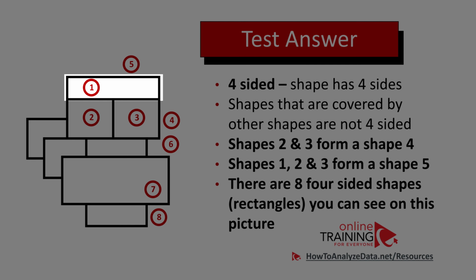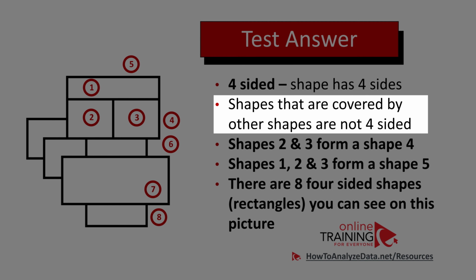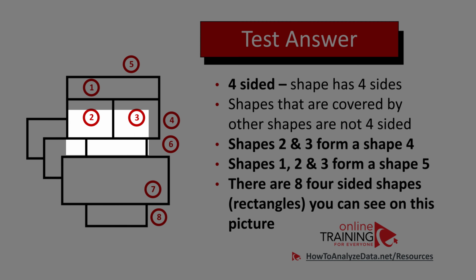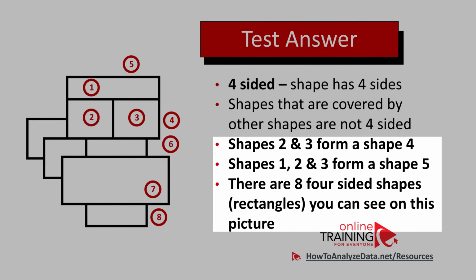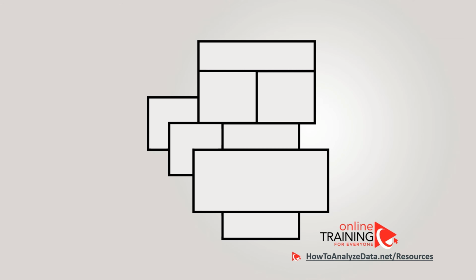and this shape here matches the criteria. Shapes that are covered by other shapes are not 4-sided. For example, we have something that mimics a square here, but because it's covered by another square, it is not 4-sided. Actually, it has 5 sides. The key to answering this question is to make sure that you didn't miss any shapes. In fact, it's so easy to miss because some shapes are inside of the other. Let me show you all 8 shapes here on this picture.